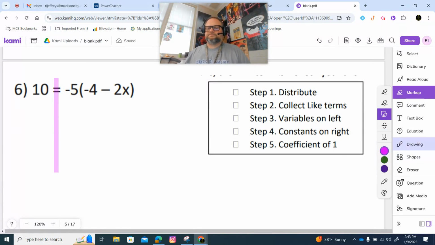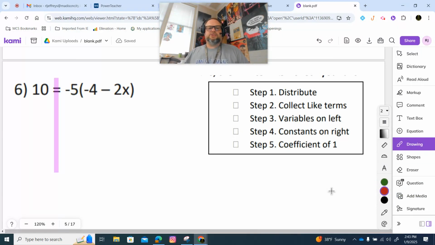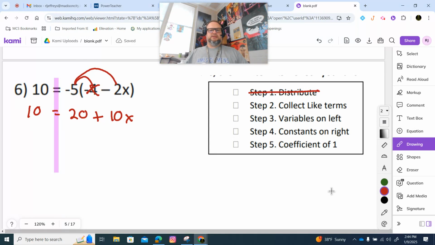All right, distribute. I have to. There's parentheses. Negative times negative is a positive. This is 20. Negative times negative. This is positive. This is 10. So this. All right, collect like terms. All right, nope, nope. Variables on the left. Well, we're going to leave this one alone. We're going to say this one's okay. If you went ahead and subtracted 10x, you're fine. We're still going to get the same answer.